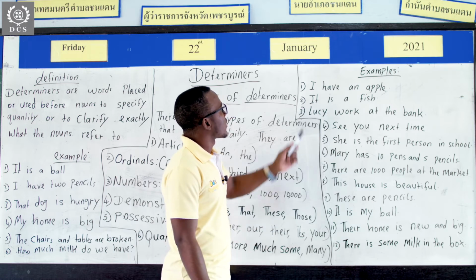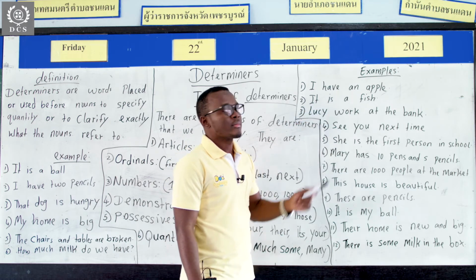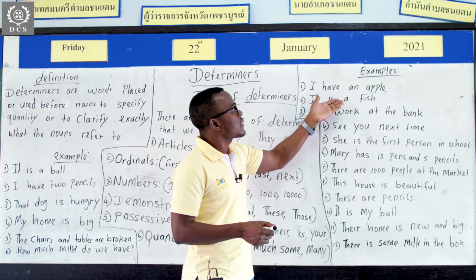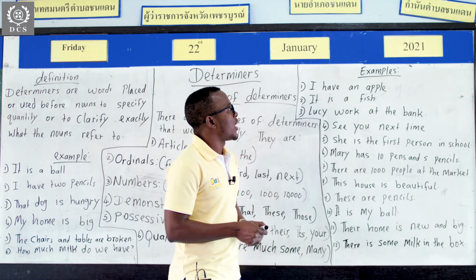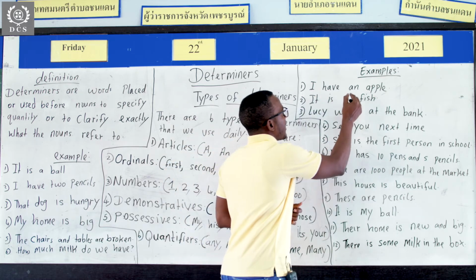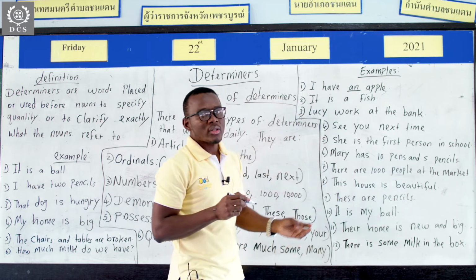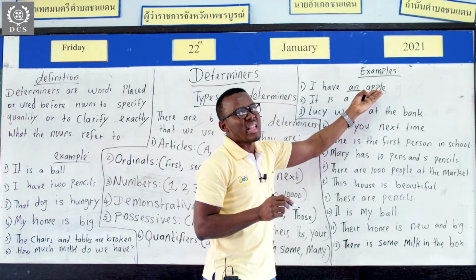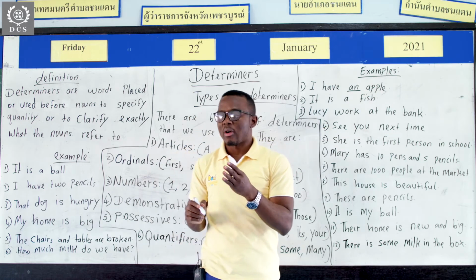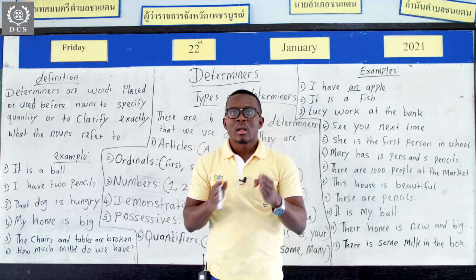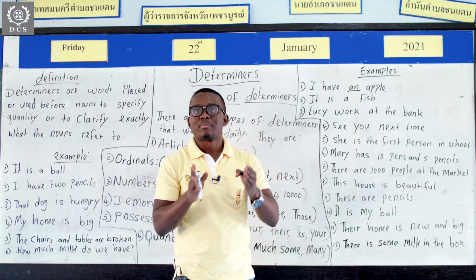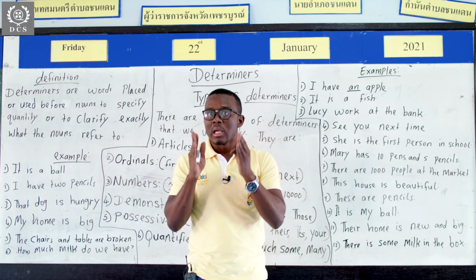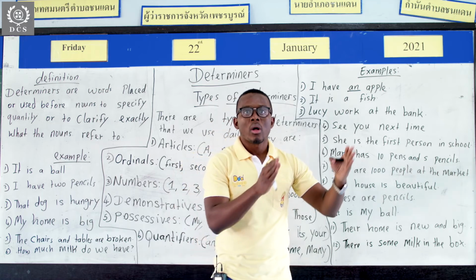Let's look at the first one. I have an apple. So we can tell from reading this sentence that the determinant in the sentence is an, because it is before apple, which is a noun. Remember, like we said in the definition, a determinant is a word that is placed before a noun. So they always come before nouns.